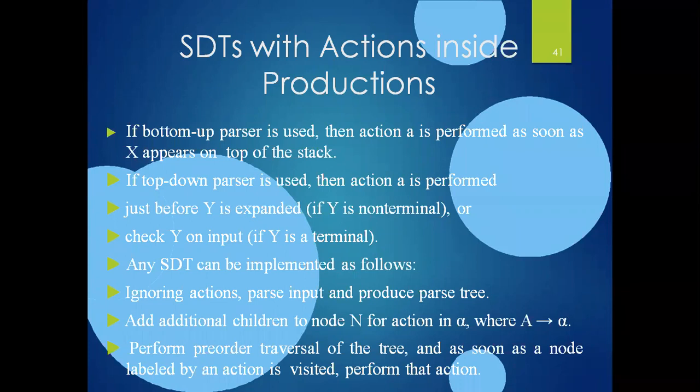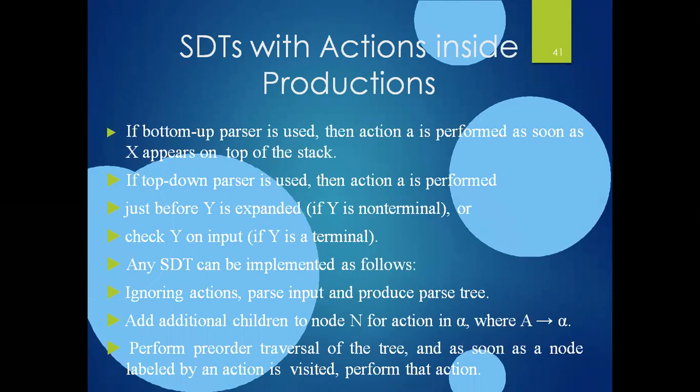If the top down parser is used, then the action A is only performed. We need not bother about the non-terminal X, right? What it means is just before Y is expanded. If Y is a non-terminal, or it may be a terminal, we need to check on the input what the next symbol to be generated is, right?